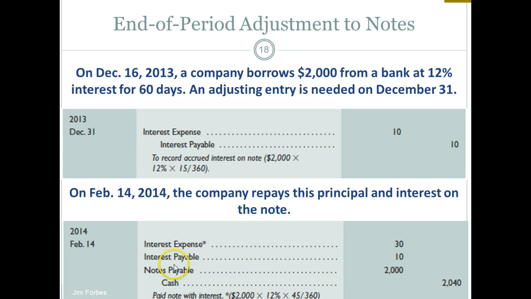And here they're obviously paying it now, so you can see they're paying out $2,040. $2,000 was the principal, $10 was the prior interest period, and now the $30 is the current interest period for a total of $2,040. So you're going to have to keep track of both the current interest and the payable for the period of time that was incurred in the prior period.